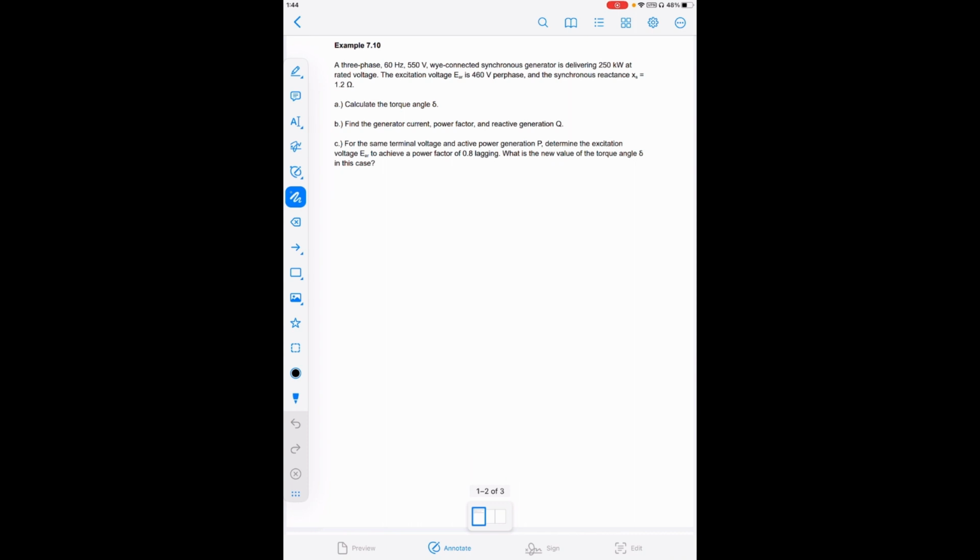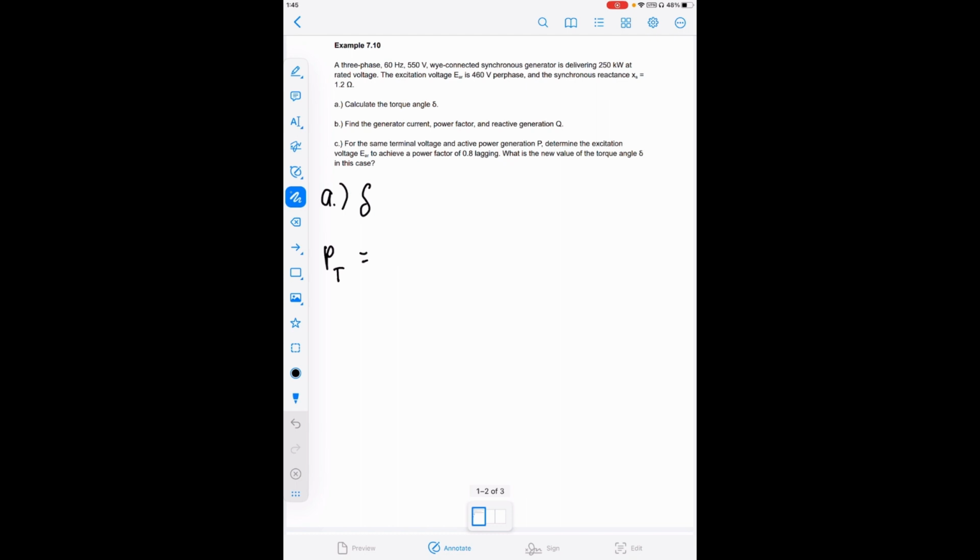Example 7.10 has a three-phase, 60 Hz, 550 volt Y-connected synchronous generator delivering 250 kilowatts at rated voltage. The excitation voltage is 460 volts per phase, and the synchronous reactance is 1.2 ohms. The first thing it asks for is the torque angle, delta. And to find that, we can use the following equation.